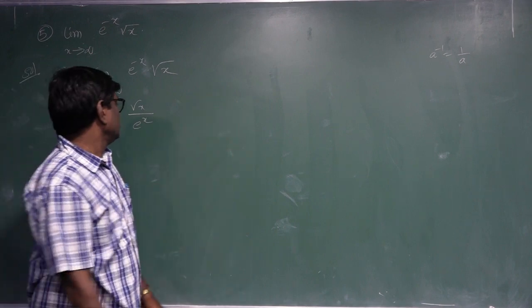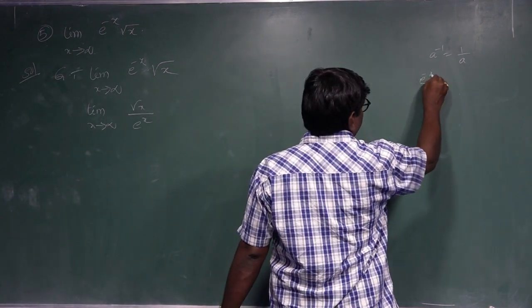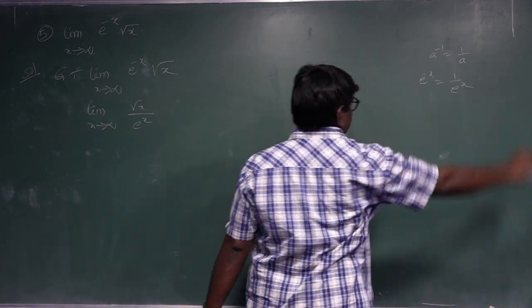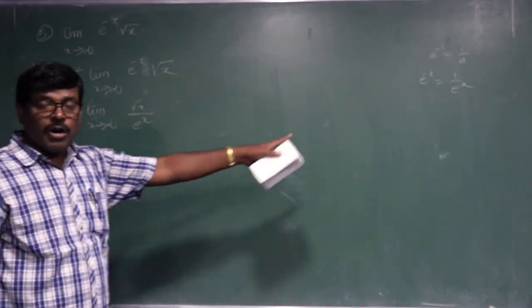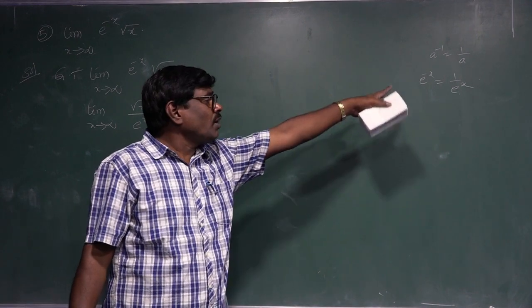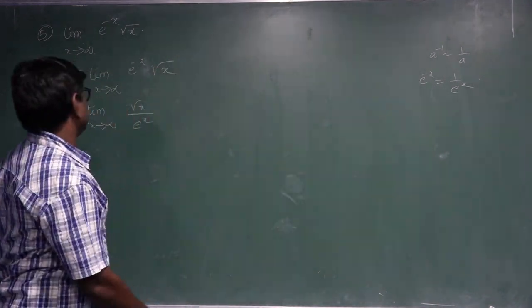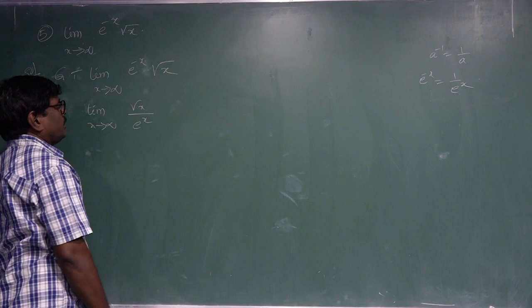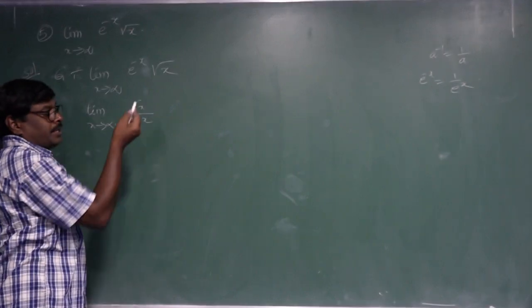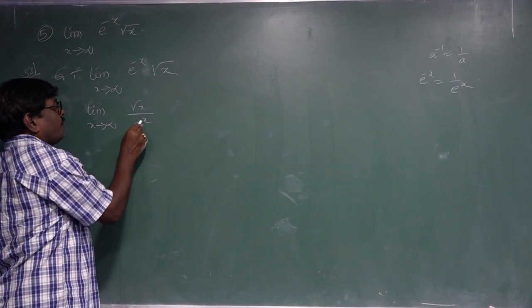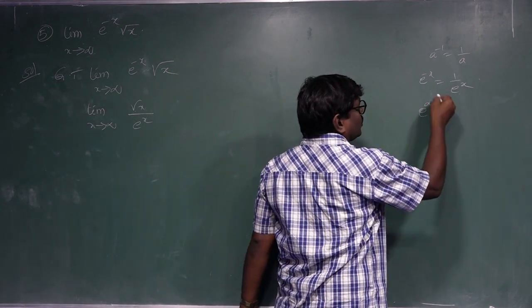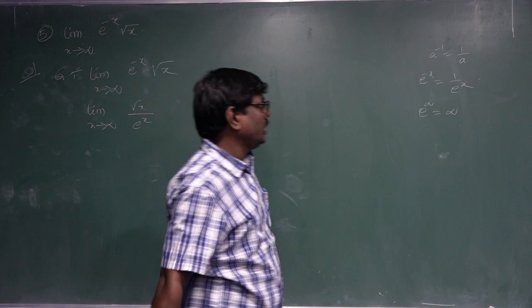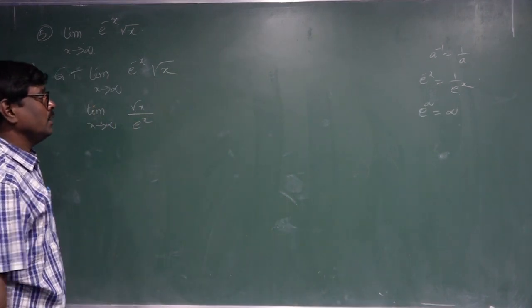This is the formula: e power of minus x equal to 1 by e power of x, same as the formula a power minus 1 equal to 1 by a. The limit applied directly: root infinity by e power of infinity, and e power of infinity equals infinity.